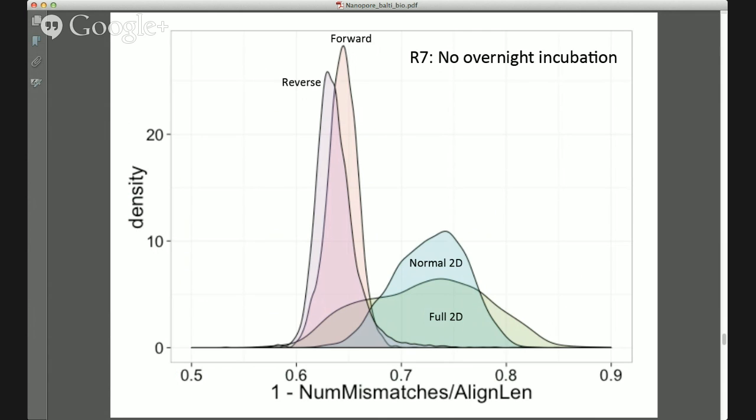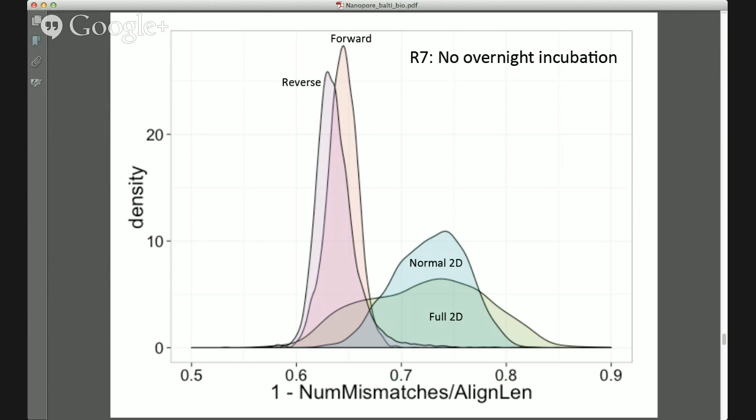This is if you don't have an overnight incubation, and what you can see is that the forward reads are slightly higher quality than the reverse reads, and that relates to that slowing down through the pore.